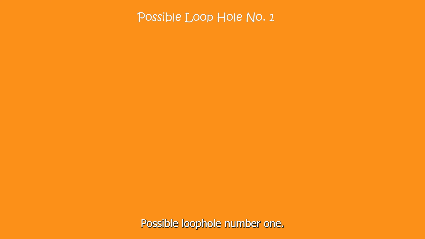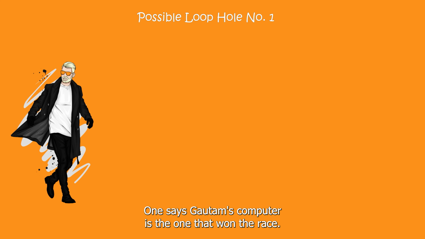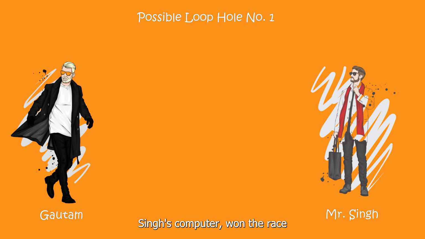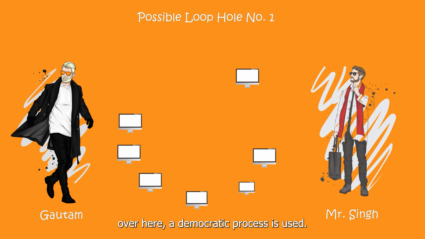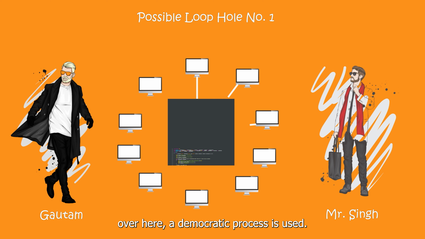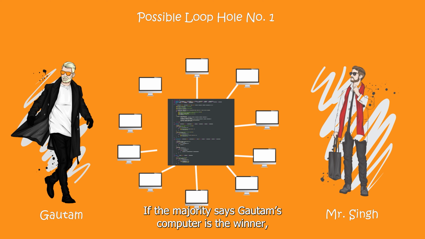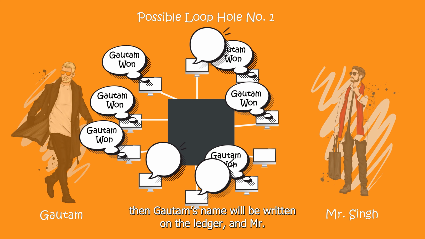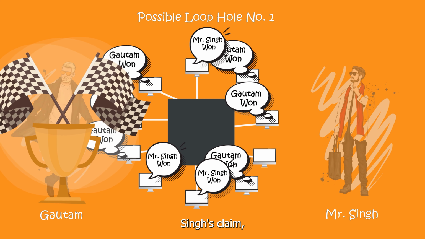Possible loophole number one. What if there are two claims? One says Gautam's computer is the one that won the race. The other claim says Mr. Singh's computer won the race. Over here, a democratic process is used. If the majority says Gautam's computer is the winner, then Gautam's name will be written on the ledger and Mr. Singh's claim will be ignored.